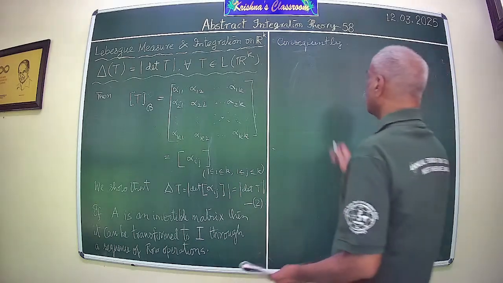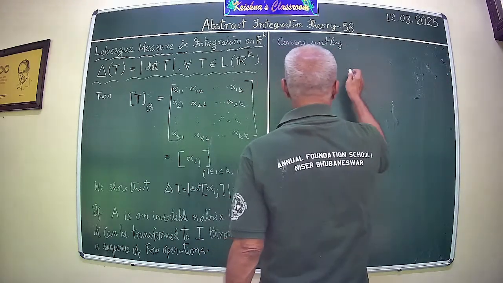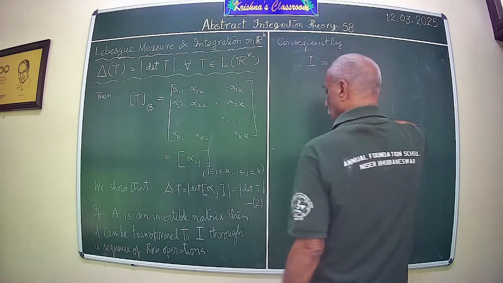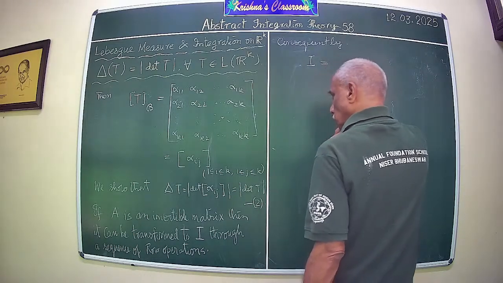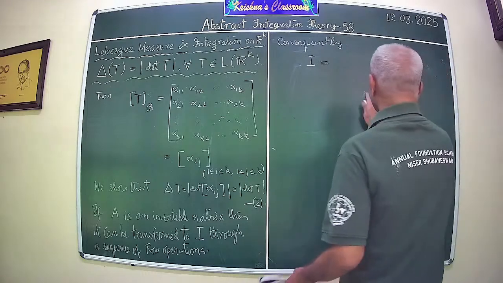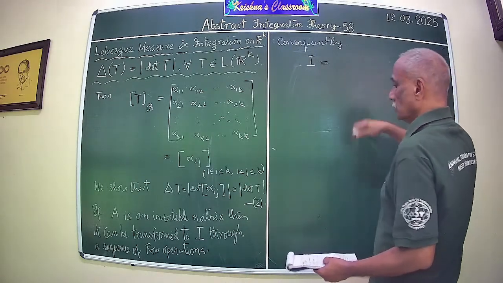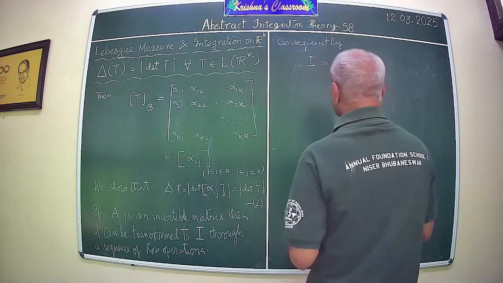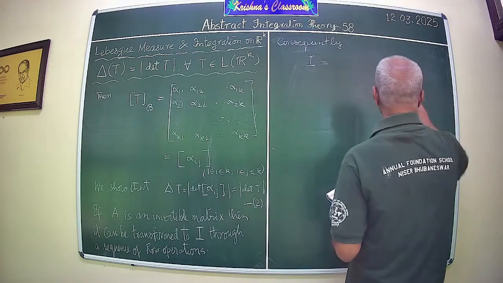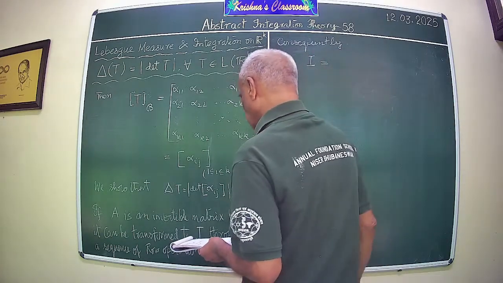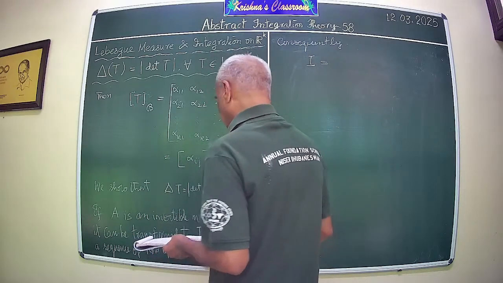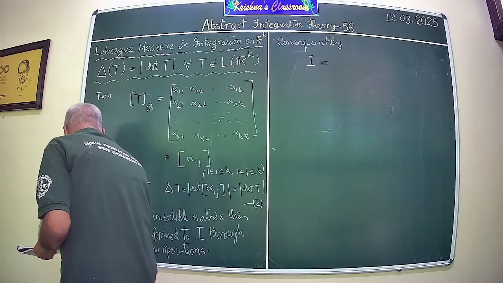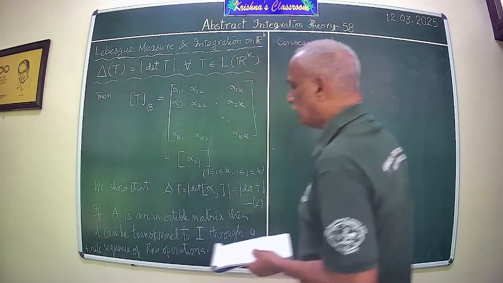Consequently, what we have is I, that is the identity matrix, is equal to a finite sequence of row operations. There may be finitely many row operations; it's a finite sequence of row operations.